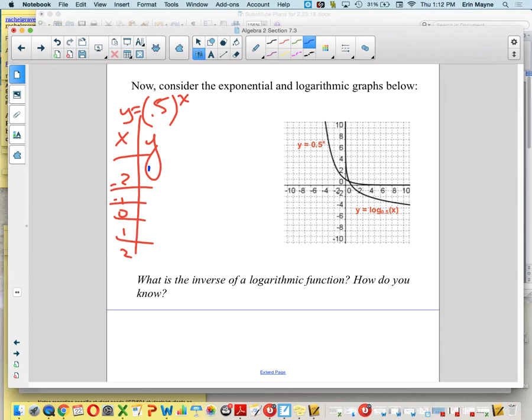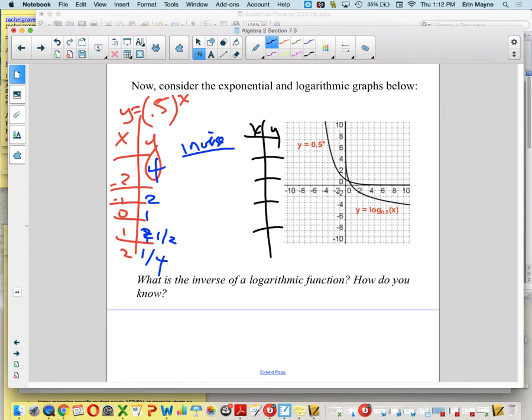-2 is what? 4. -1? 2. 0? 1. 1? 1/2. 2? 1/4. Again, I'm going to stress this again. Every single time you go to graph, it's going to benefit you. You don't always have to, but it's going to benefit you if you graph the original exponential with the original base first. Then, in my middle column, kind of like what we did in our notes yesterday, I find the inverse. Now, we know our ordered pairs will simply what? Flip. So if you want to jump to that, because that's what you see easiest, then do that. So this becomes 4, -2. 2, -1, 1, 0, 1/2, 1, and 1/4, 2.